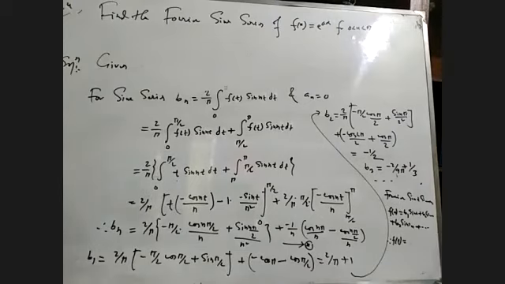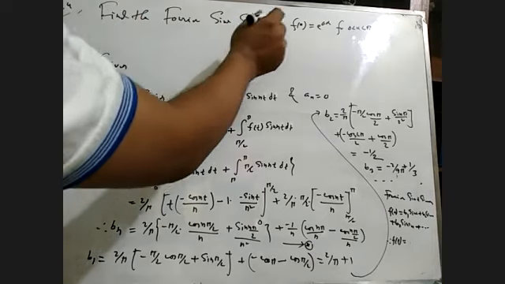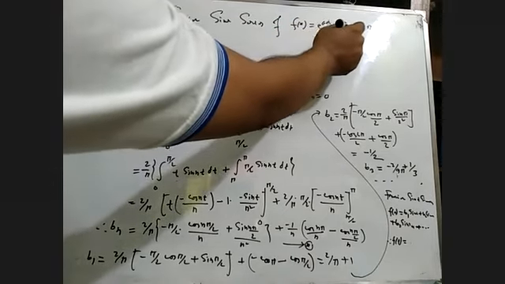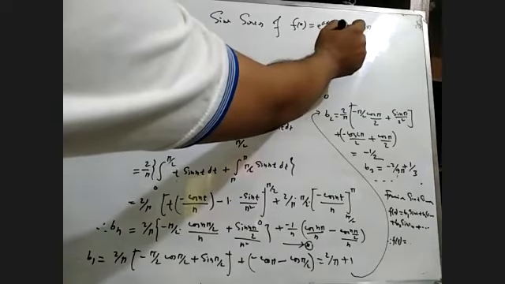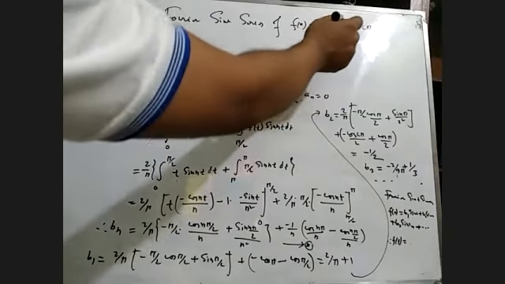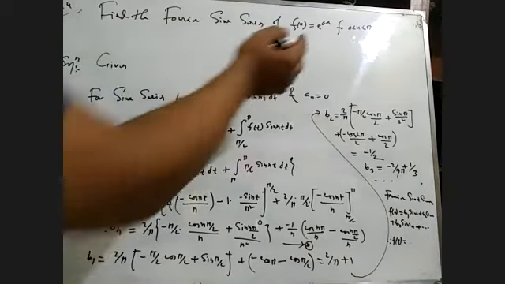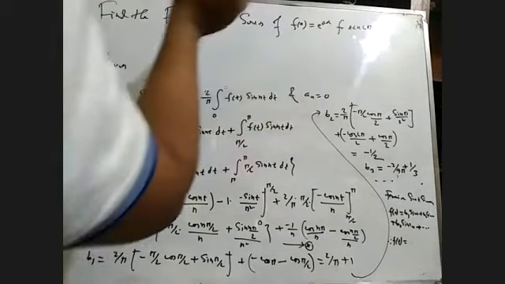Okay, now another similar example. We have to find the Fourier sine series of f of x equals e to the power x for 0 less than x less than pi. That means x lies between 0 and pi, but not equal to 0 and pi.